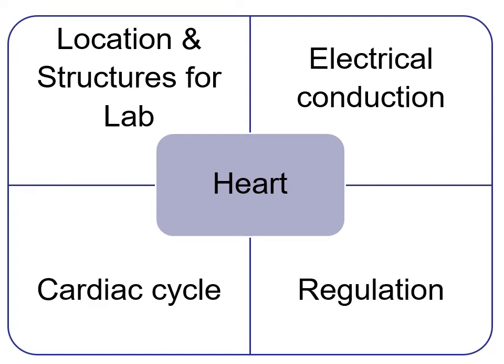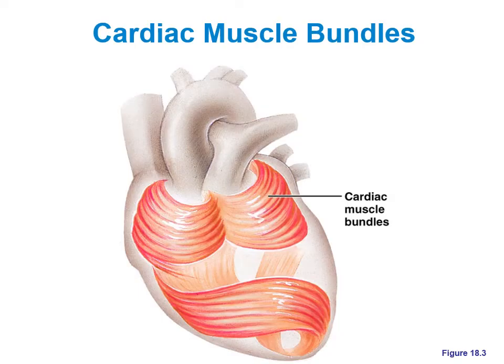The heart. This lecture will focus on electrical conduction, the cardiac cycle, and how heart function is regulated. Cardiac muscle is a unique muscle tissue. Within the heart wall, the tissue is found in a layer called the myocardium. While there are no fascicles like you'd see with skeletal muscles, cardiac muscle cells are arranged in bundles.